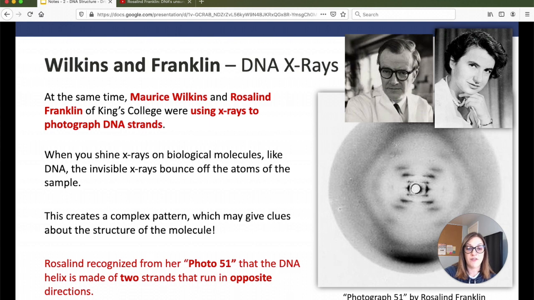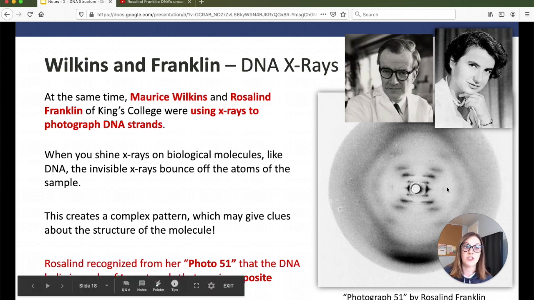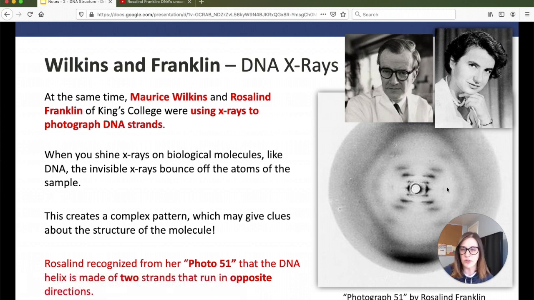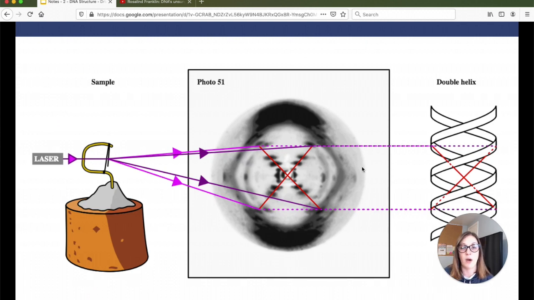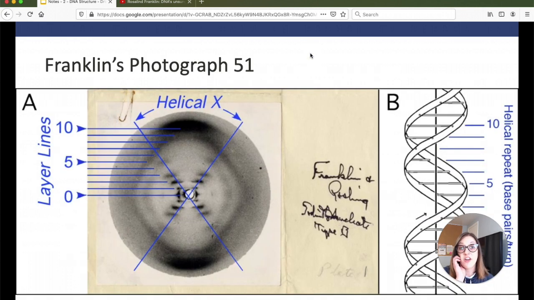Rosalind recognized from her photo 51 that the DNA helix is made of 2 strands. So this is Rosalind Franklin's photograph. She took hundreds of photographs throughout her career, and this was talked a little bit about in the documentary you watched. But she extracted DNA, shone an X-ray laser at it, and where you see atoms within this molecule, it creates a shadow. And this photograph in particular was the most important for her because it had the most clear image. And this is photo 51. It's her famous photograph.